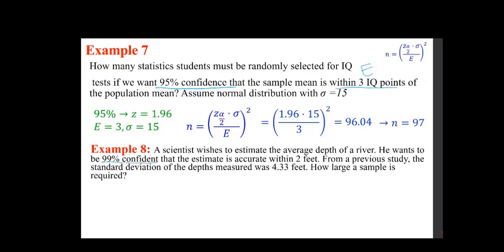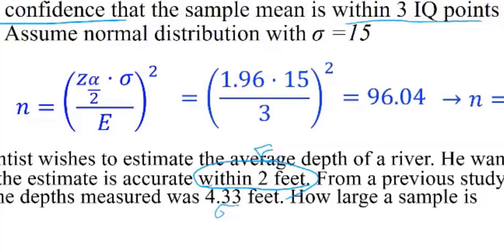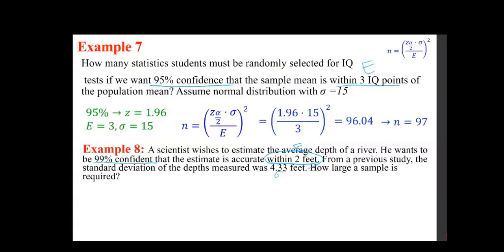99% confident. So we want a 99% confidence level, a 99% confidence interval, and that obviously is one of those common ones. Within 2 feet, that's the maximum error, or margin of error, E. And from a previous study, the standard deviation of the depth measured, so we are assuming this is sigma. So we use the 99% confidence interval, which corresponds to about 2.58, but it's really 2.575.